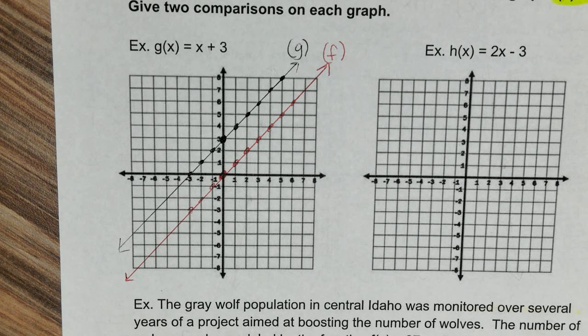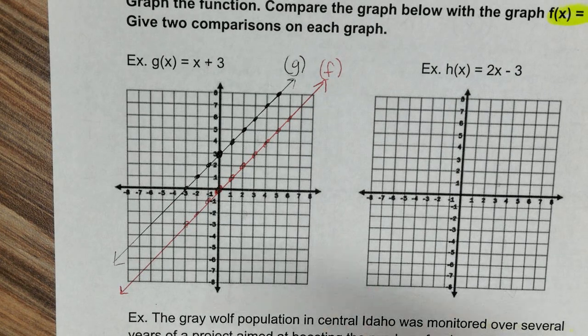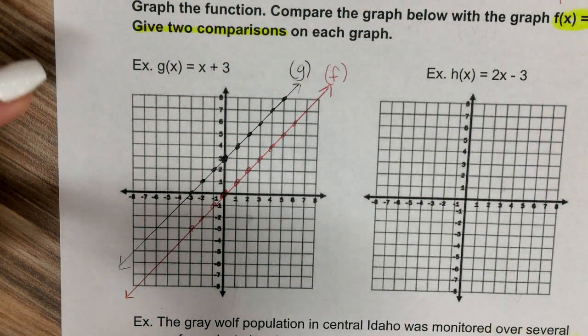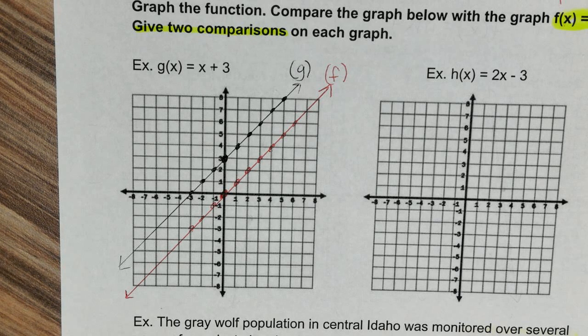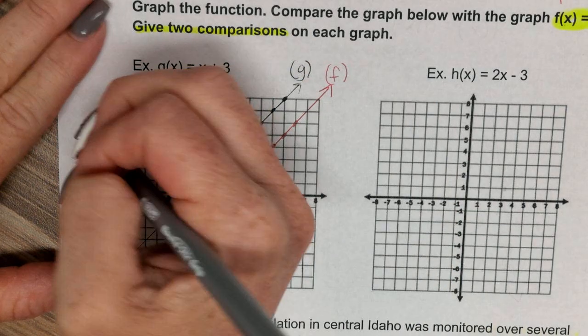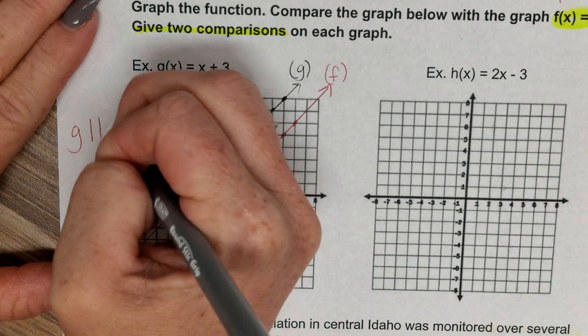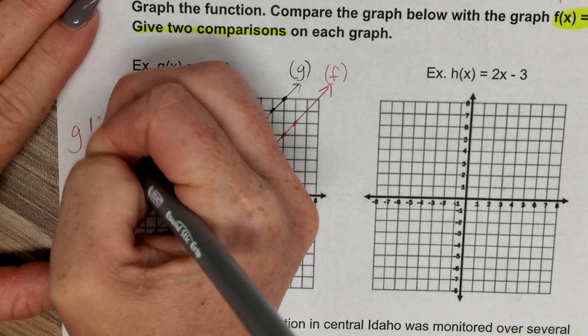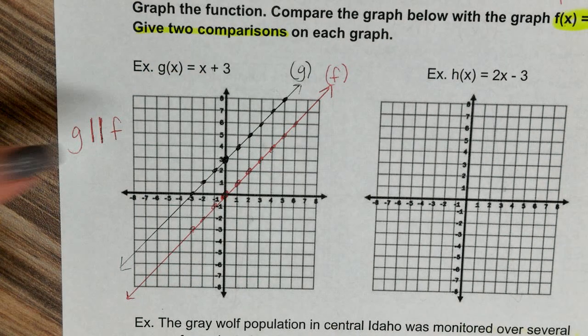Now that I have it graphed, what are they asking for? 2 comparisons. The first thing I'm going to say is, what kind of lines are these? So I am going to write g is parallel to f. And this is how you write parallel in geometry. You just draw 2 parallel lines. g is parallel to f.